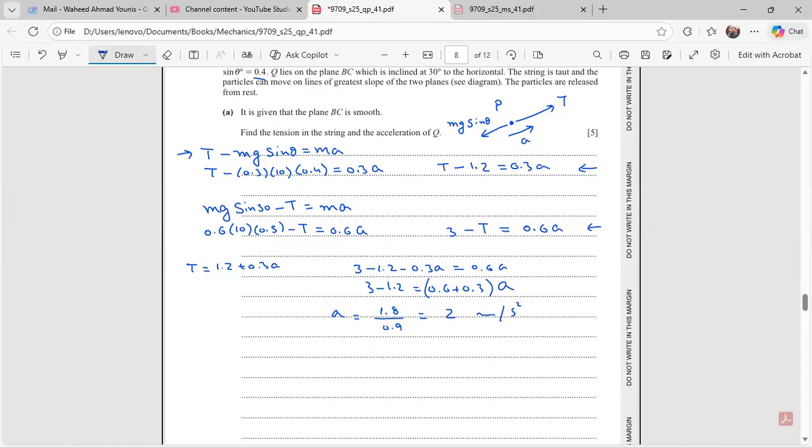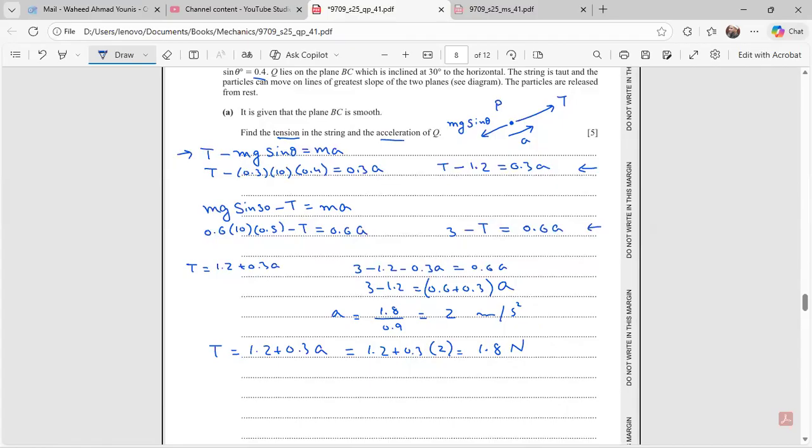Easy. Now from this value of a, I can find the value of T. T is equal to 1.2 plus 0.3a, which is 1.2 plus 0.3 into 2. So it is going to be 1.8 Newton. Okay, so we have found the value of tension and the acceleration.